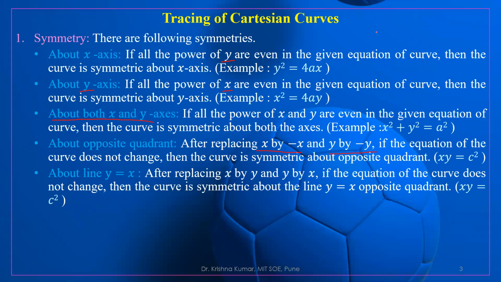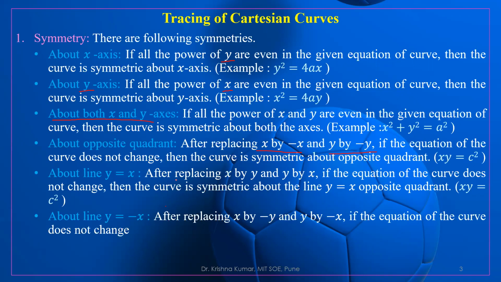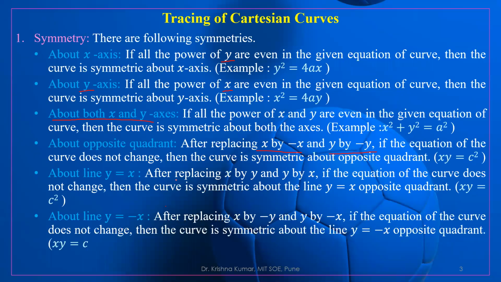Similarly, about the line y equal to minus x, if we replace x by minus y and y by minus x, and the equation of the curve remains unchanged, then the curve is symmetric about the line y equal to minus x. This is not y equal to x here.